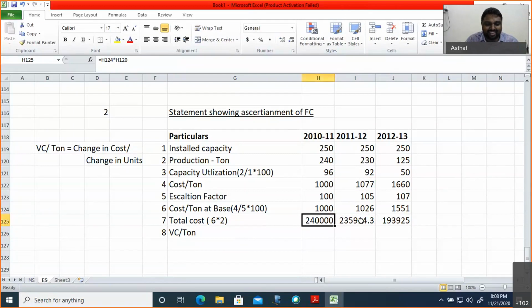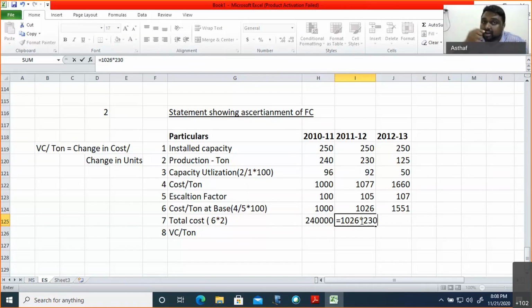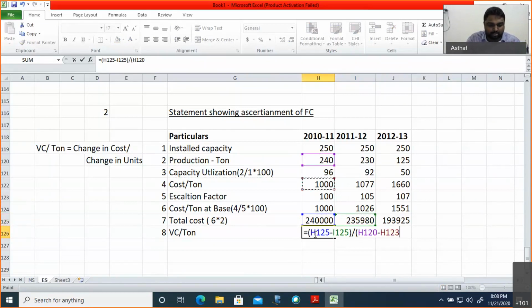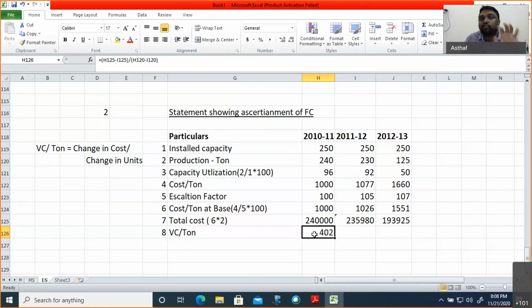Okay, my Excel is having a small problem because I took the number now. We will go like this, 1026 into 230. My Excel is having a round-off problem, so I have done the round off already, because Excel is not rounding off. So I'm just making it here. Here it will come the same. So what is the variable cost? We have to take the difference, divided by 240 minus. You will get 402.